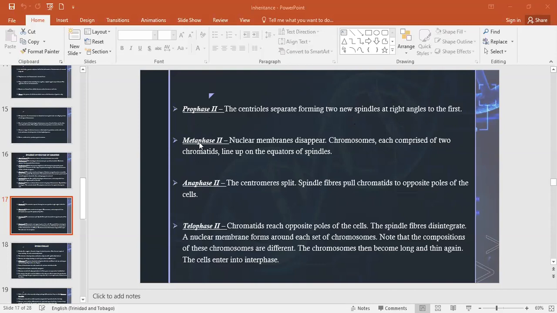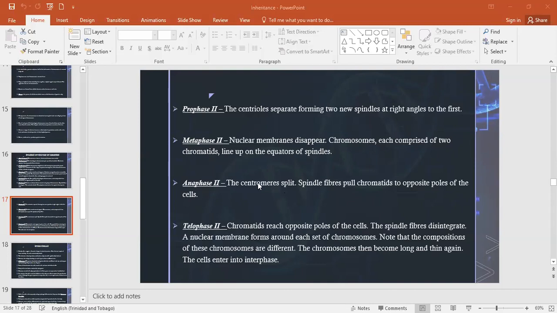Then in metaphase 2, your nuclear membranes again will disappear, and your chromosomes, which are each comprised of 2 chromatids, line up on the equator again. So at this stage, we have 46 chromosomes, but now when they split, we're going to end up with daughter cells only having 1 chromatid. All right? And then when it's dividing again, it will form 2, and it will duplicate, and the whole process will happen again. So at this point, we have 46. So now when they split, each one of them is going to have 23 chromosomes.